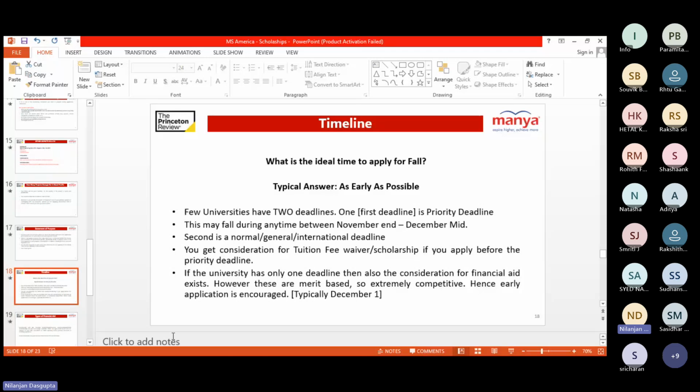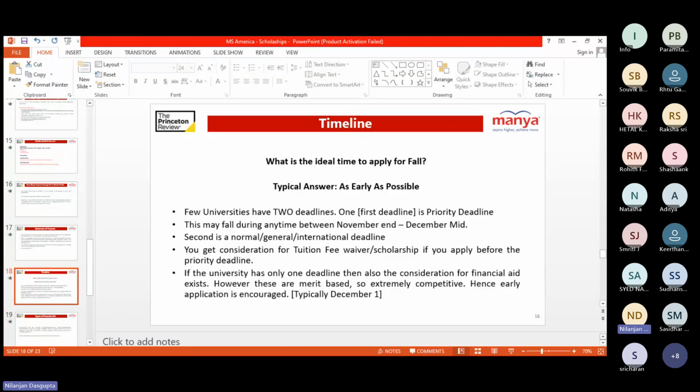Mostly from December onwards, universities have two kinds of deadlines. One is a normal or regular deadline, and the other is a priority deadline. The regular deadline starts from December and can go up to March or April. The priority deadline also starts from December, but it is either the end of November or December. In fact, in most cases, universities do not have two deadlines for master's programs.